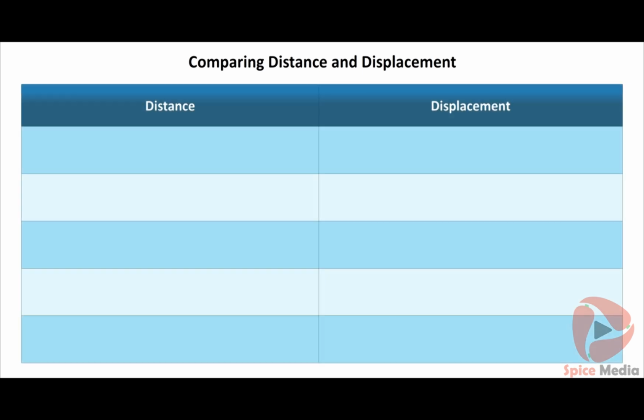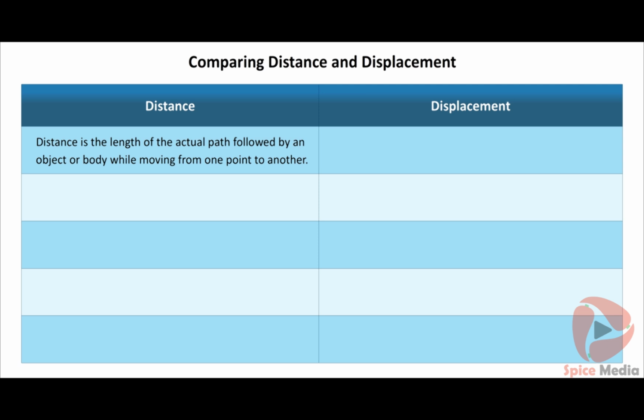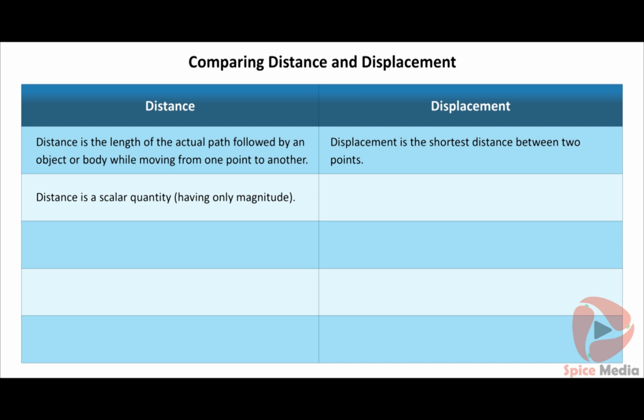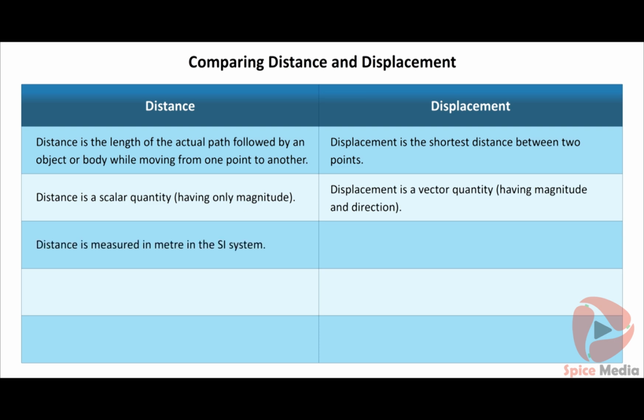Now, let us differentiate distance and displacement. Distance is the length of the actual path followed by an object or body while moving from one point to another. Displacement is the shortest distance between 2 points. Distance is a scalar quantity having only magnitude. Displacement is a vector quantity having magnitude and direction. Distance is measured in meter in the SI system. Displacement is measured in meter in a particular direction in the SI system.